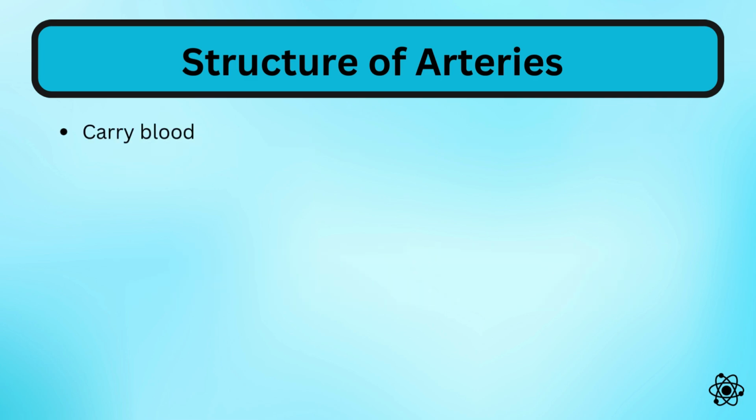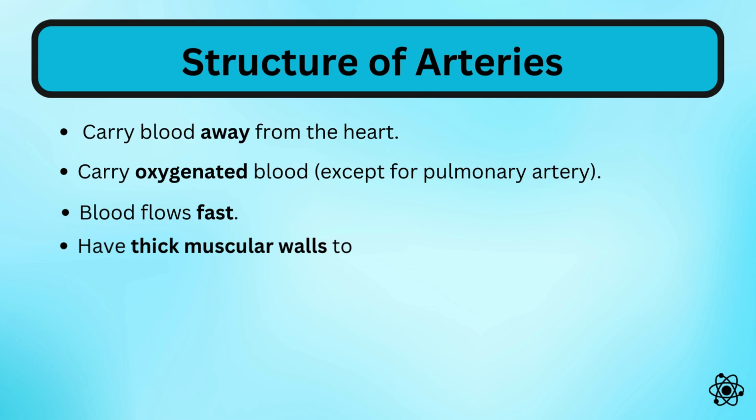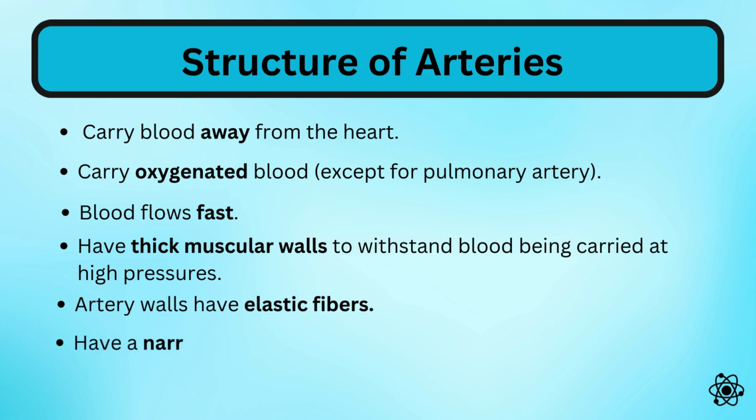So, once again, arteries carry blood away from the heart. They carry oxygenated blood except for the pulmonary artery. Blood flows fast in arteries. They have thick muscular walls to withstand blood being carried at high pressures. Artery walls have elastic fibers. They have a narrow lumen and there are no valves in the arteries.